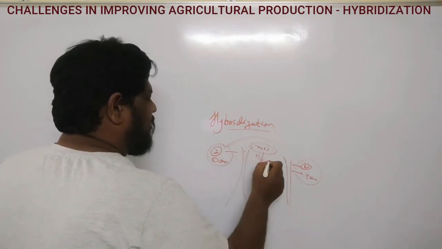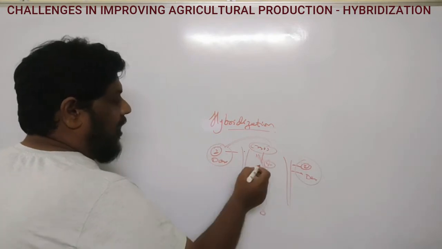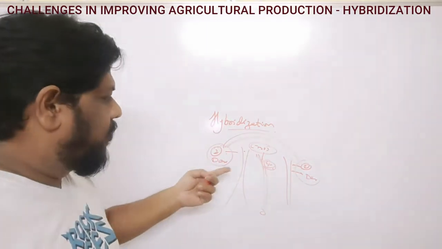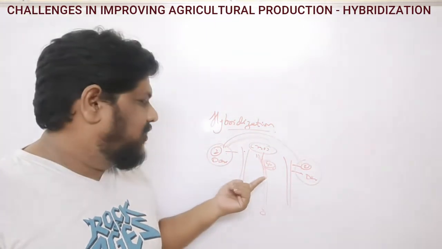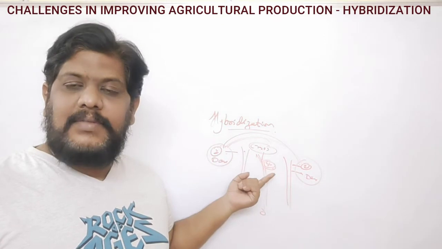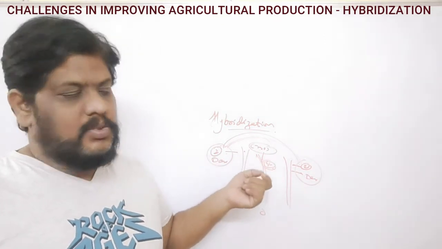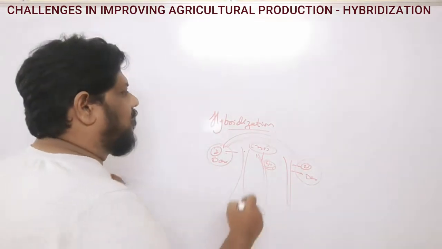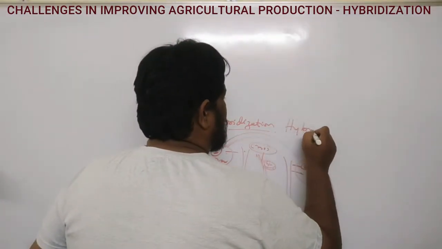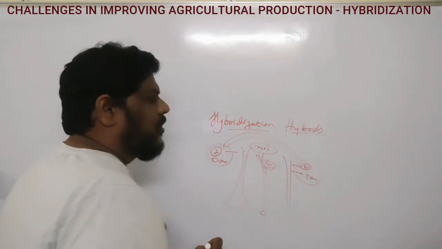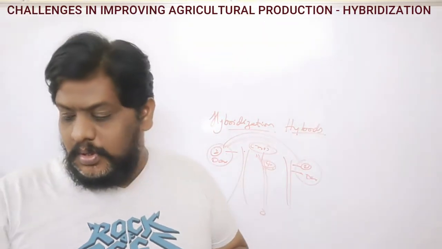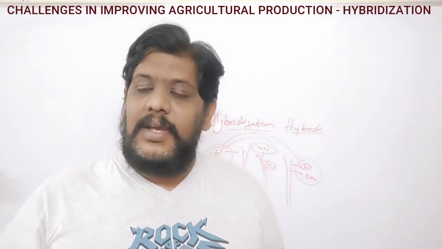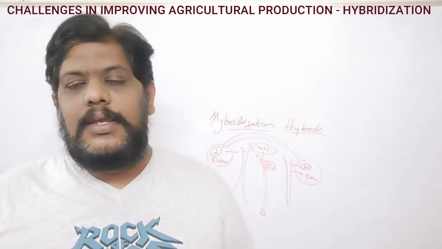This plant will have these four qualities, and this plant is superior to the parent plants. These two parent plants have only two qualities each, whereas the plant which has come out now will have the most desirable characters. So whatever characters you desire, they will have them. That kind of plants are usually called hybrids. So if you come to page number 125, we have very good information regarding hybridization.